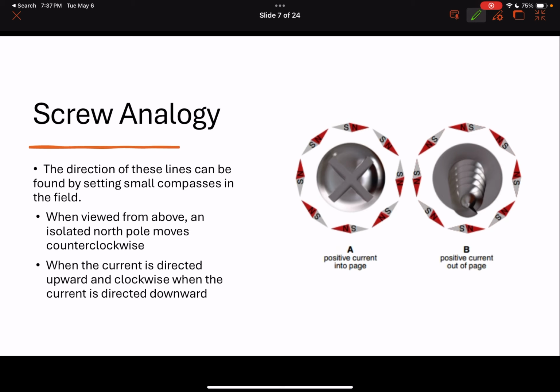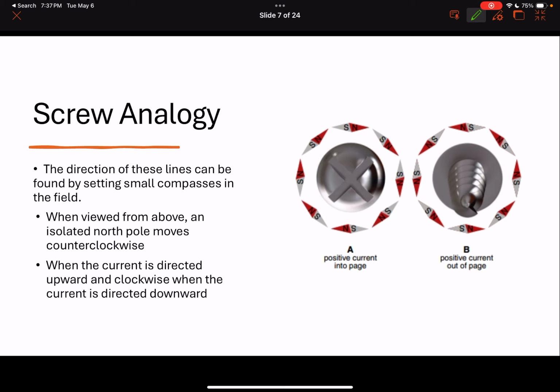And you can see if we put a current that's going into the page, a positive current into the page, we get what we see there on the left with the little X. It's like a screw, as if you screwed the screw into the page. You can imagine that's the direction the current is flowing. And if you were to put a compass around, it would make a circle around in one direction.